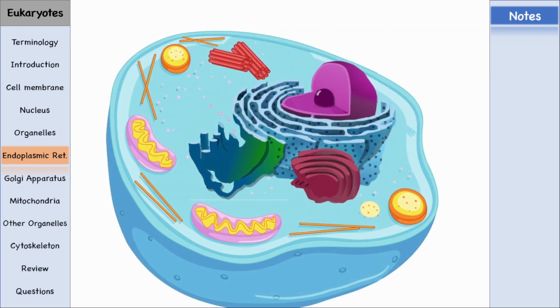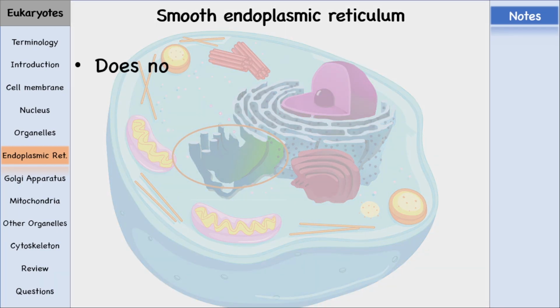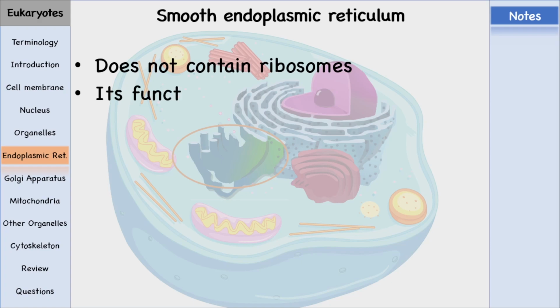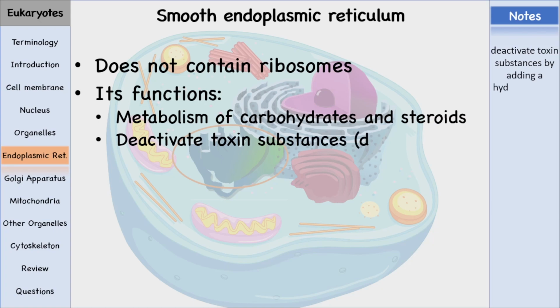As for the smooth endoplasmic reticulum, it is smooth and does not contain ribosome granules, and its function is in the metabolism of carbohydrates and steroids. It also contains detoxifying enzymes that deactivate toxic substances by adding a hydroxyl group to them, so they become hydrophilic and the body can excrete them.